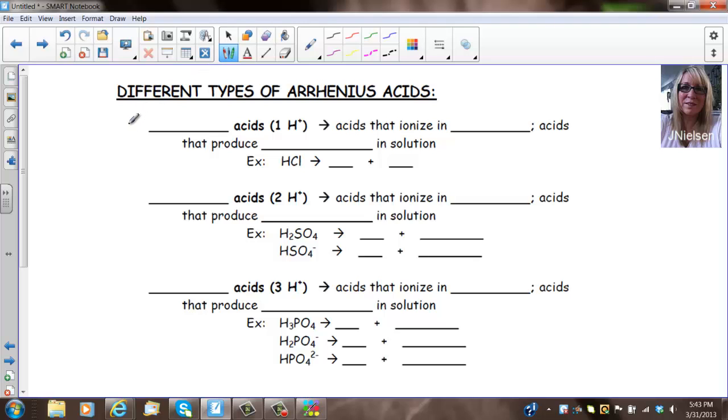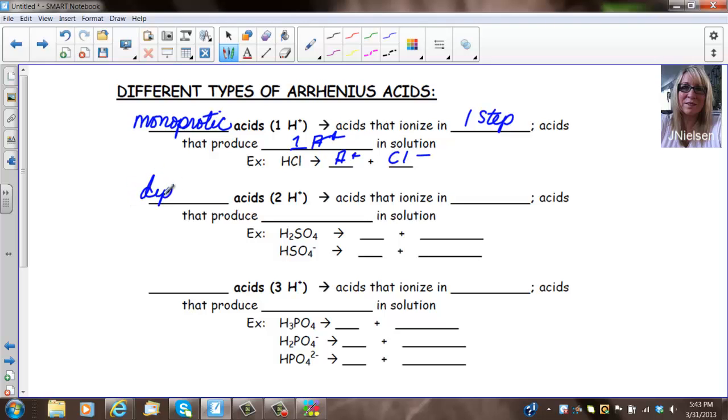Let's talk about different types of Arrhenius acids. We have monoprotic acids, those acids that have one H and they ionize in one step. Acids that produce one H+ in solution. So an example of that is HCl. It produces H+ and Cl-.